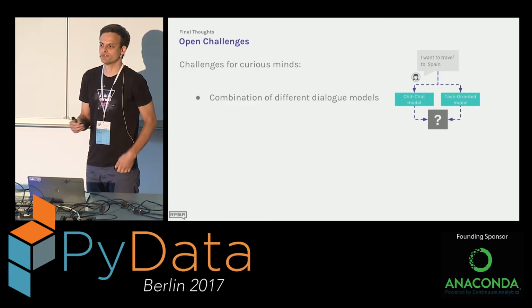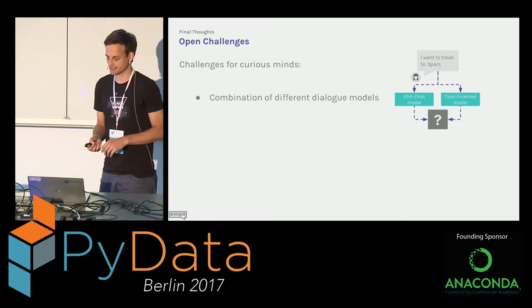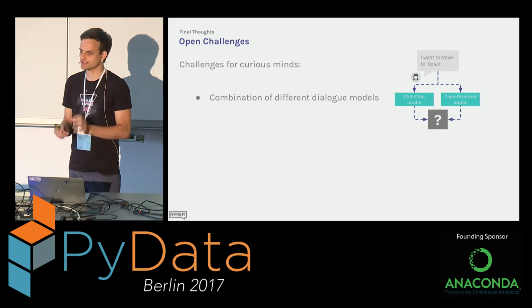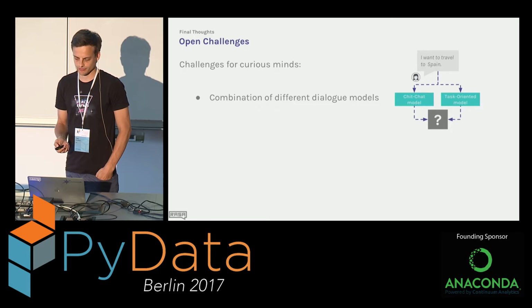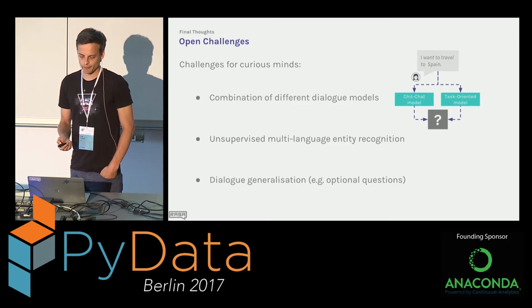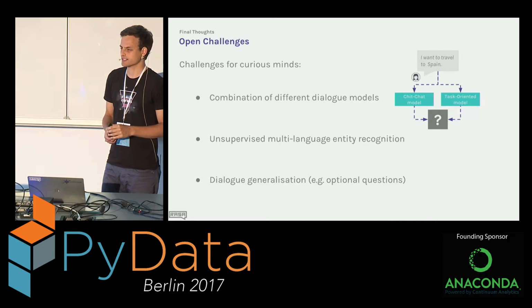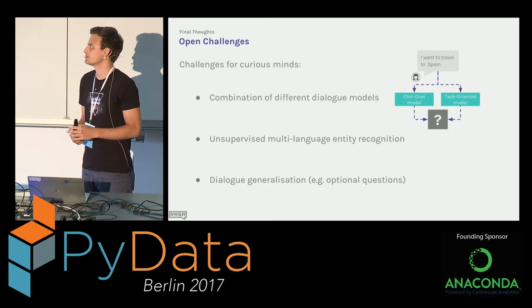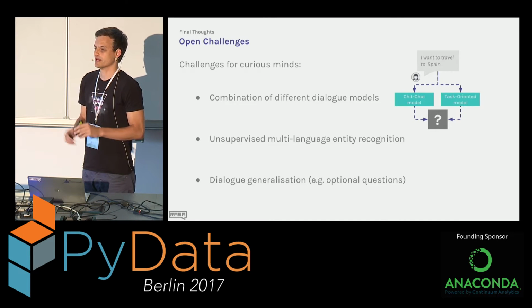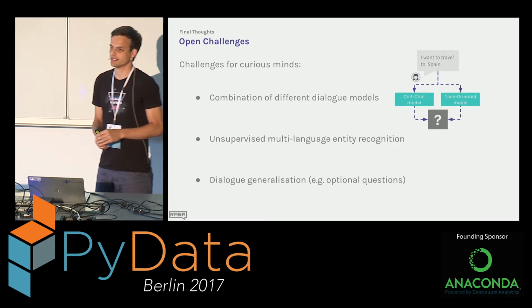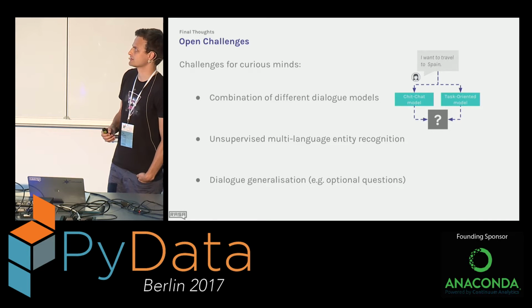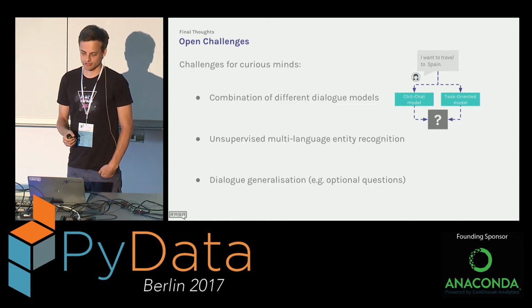And you actually want to reuse these trained models, and that's a tough challenge because you need to decide when to use which model and when to switch between the models. That's what we're looking at at the moment. Then there's unsupervised multi-language entity recognition, which would be ideal: annotate your entities in one language and then transform your bot into a new language without a lot of work. But that's a challenging part.